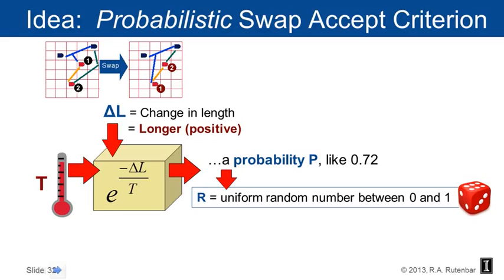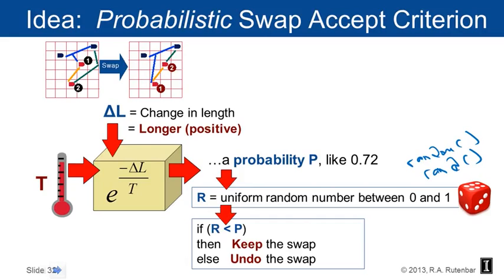I generate a random number, uniformly random, between 0 and 1. So, in most programming languages, if you call random with 2 parentheses, or rand with 2 parentheses, you get a uniform random number between 0 and 1. I'm going to generate R, a uniform random number between 0 and 1, and I'm going to compare R to P. If R is less than P, then I keep the swap. If R is greater than P, I undo the swap.